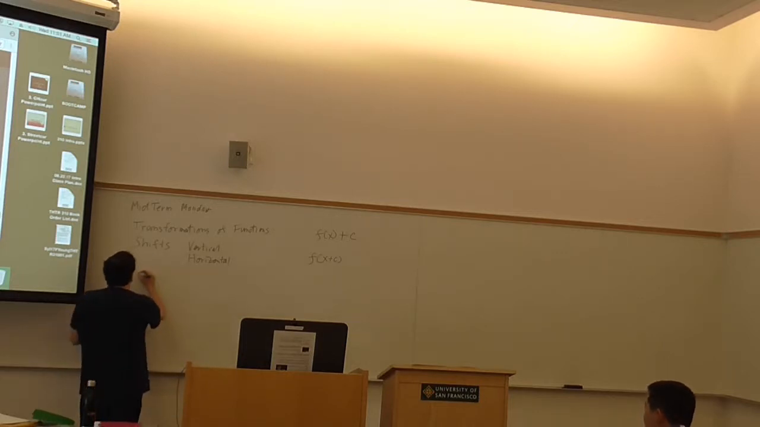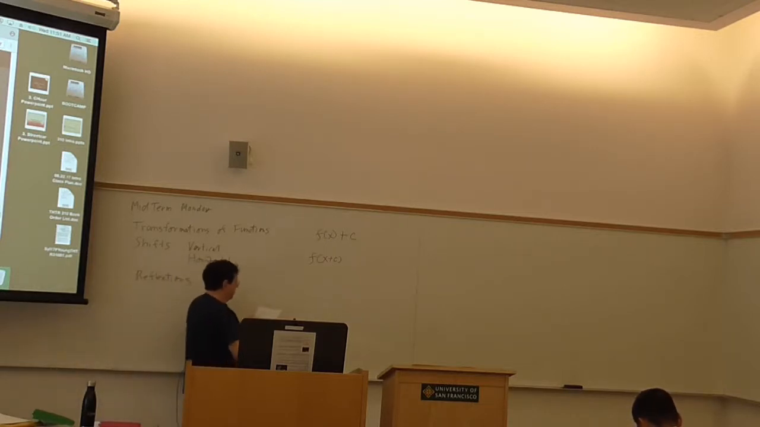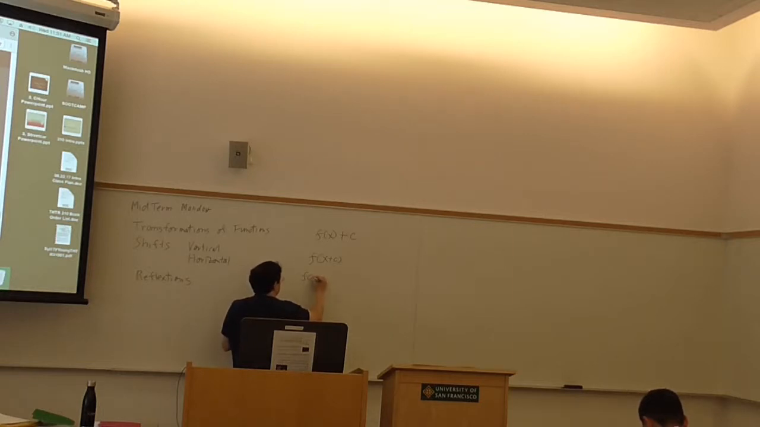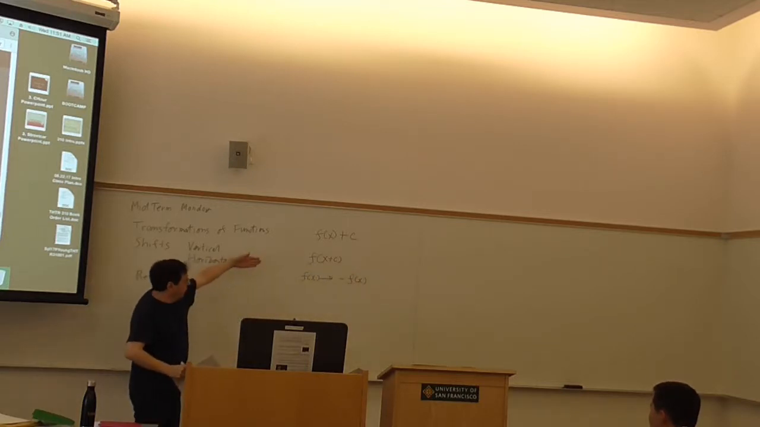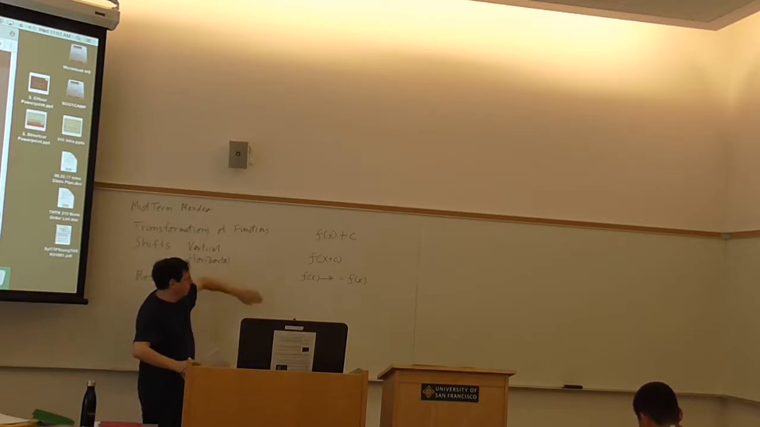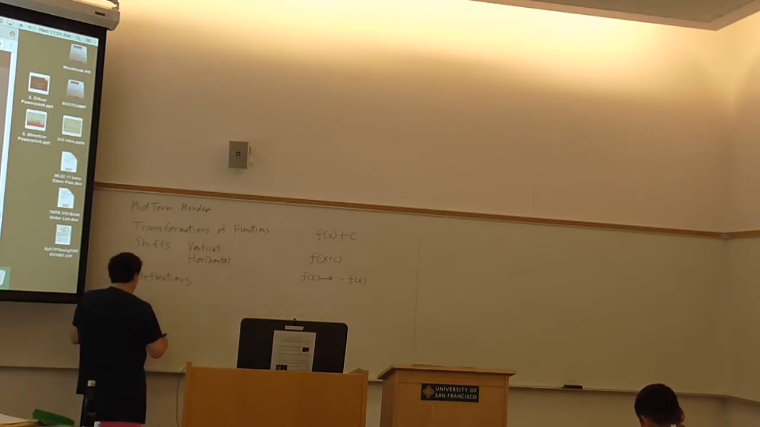We talked about reflections. It's where you take f of x and make it negative f of x. That reflects it over the x-axis, right? So positive y becomes negative y, and so forth. The x-axis.